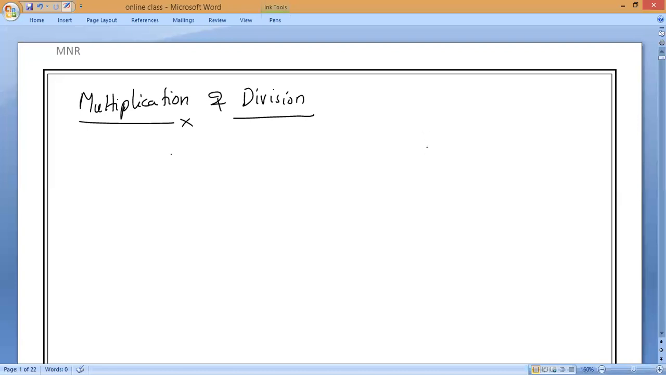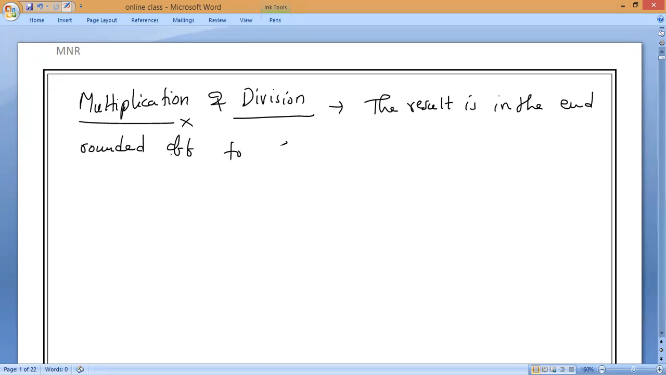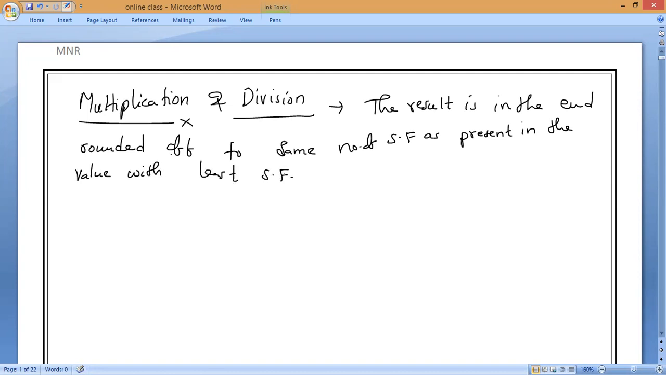The result, when we do rounding off, only at the end, the result is rounded off to the same number of significant figures. That is very important. The significant figures should be the same as present in the value with the least significant figures. So that is what you have to follow in multiplication and division also.